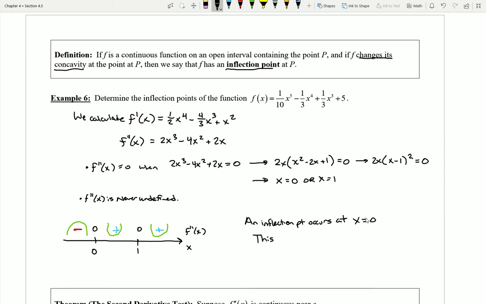So now that I know this, I can say that this corresponds to the point. Again, I was asked to find an inflection point, so I need to find 0 comma what? Well, again, if I'm looking for a point on the original graph, I would have to plug 0 into my original graph, and that would get me the value of 5. So there we are. This is how I would find inflection points of the graph.